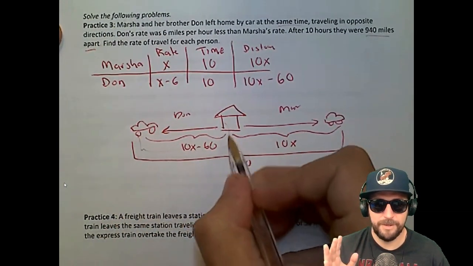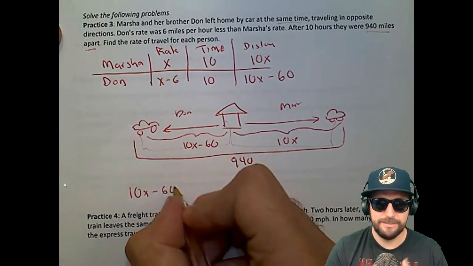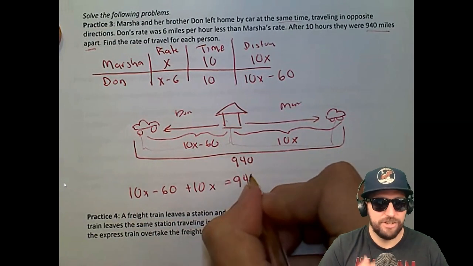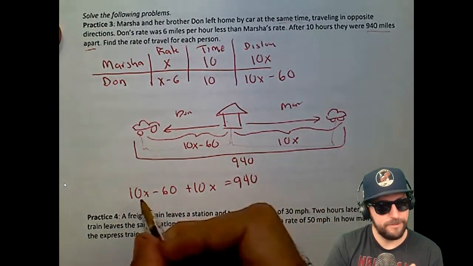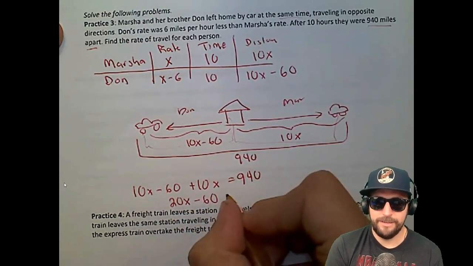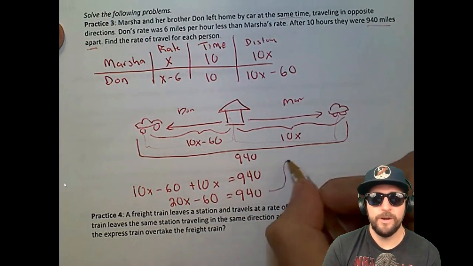So this helps us set up an equation. If I take Don's distance and add it to Marcia's distance, it should make the whole distance. So 10x minus 60 plus 10x should be 940, if this works, and it should. So 20x minus 60 should be 940 after I combine like terms. Then we got a two-step equation to solve.